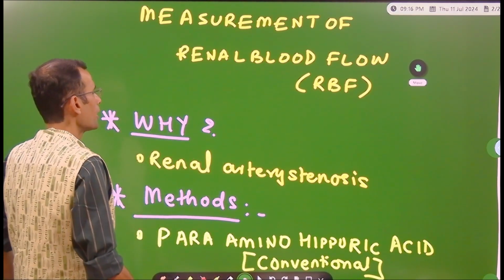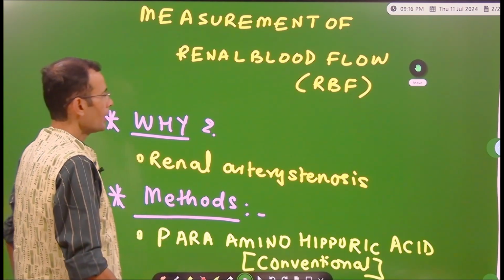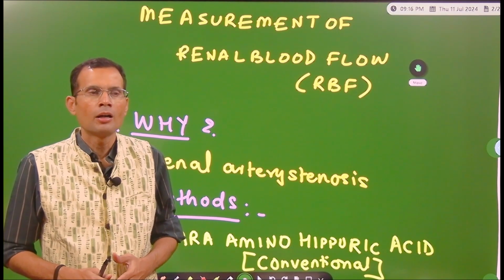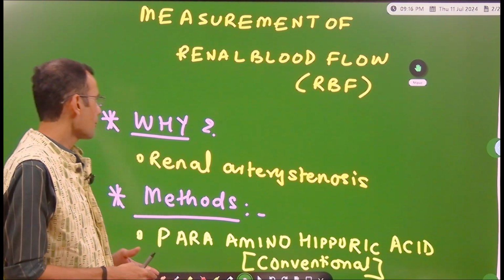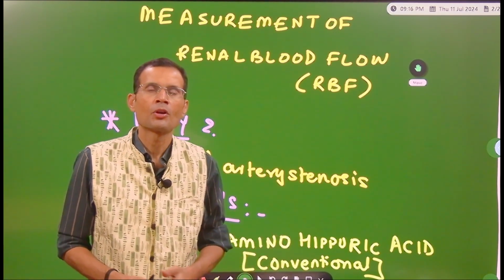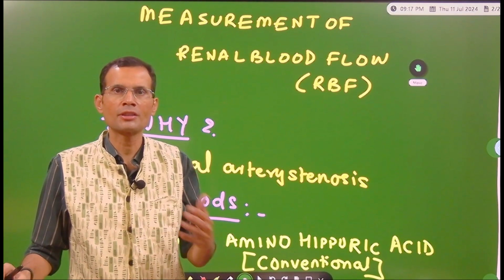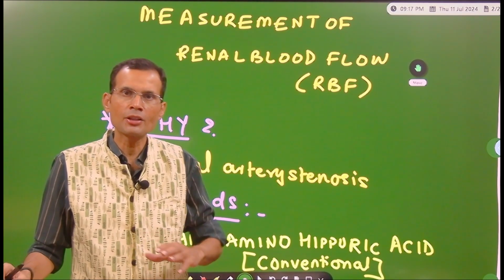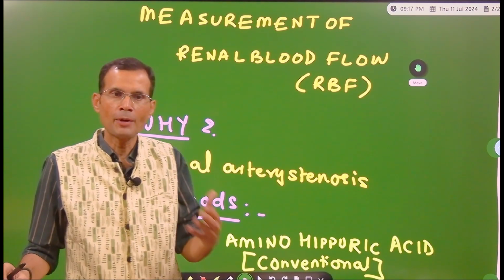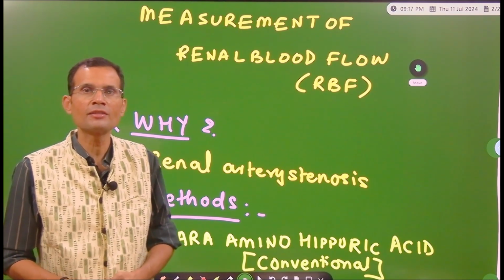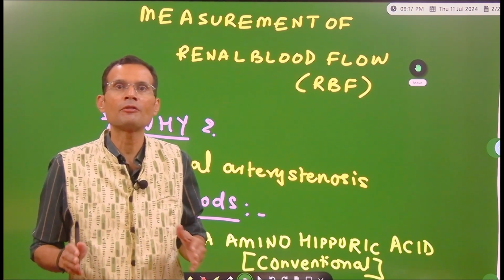Let's figure out. Okay, now the first thing, why do we have to measure the renal blood flow? Well, there are certain conditions, for example renal artery stenosis, or maybe certain ligands locally acting or systemically acting which may alter the renal blood flow and thereby disturb the GFR and many other parameters, and for these reasons we need to measure the renal blood flow.